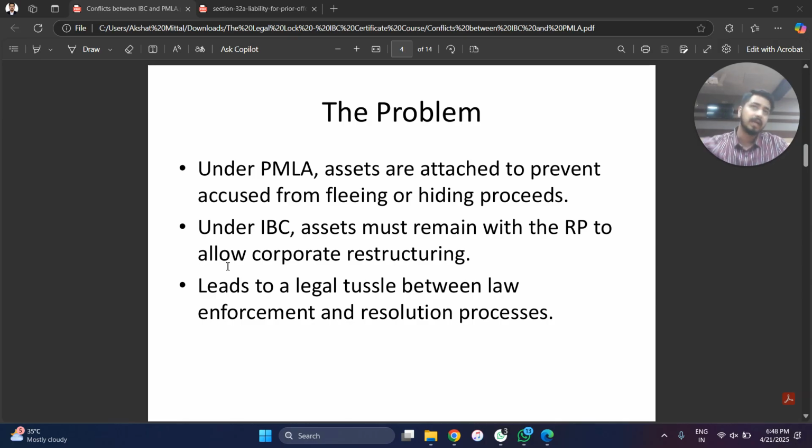So you attach the property of the accused who has gone into hiding after the allegations have been leveled against him for money laundering. Attaching the accused's property may prevent him from fleeing the country, because property is something that everybody needs. So you attach the property to secure the attendance of the accused, number one.